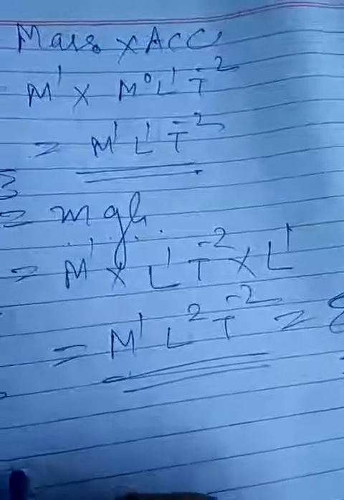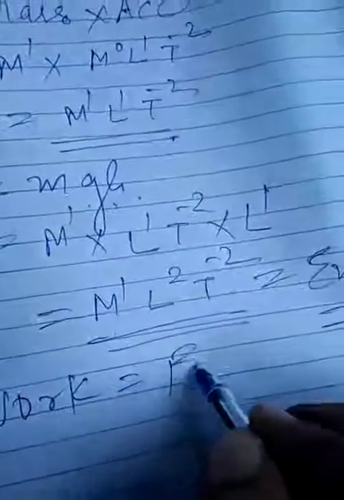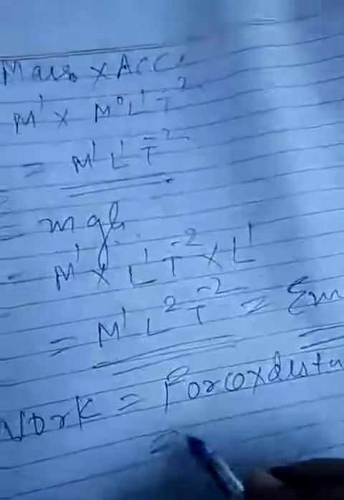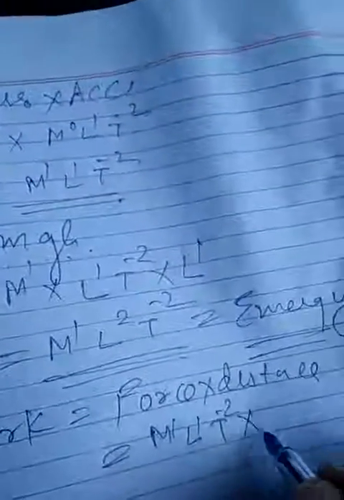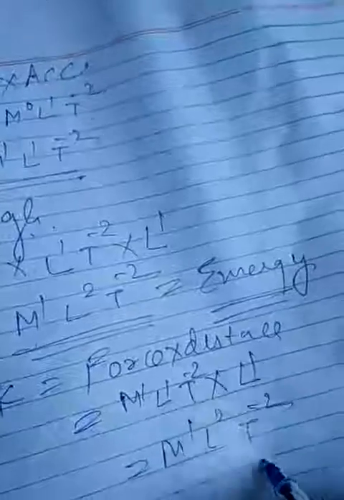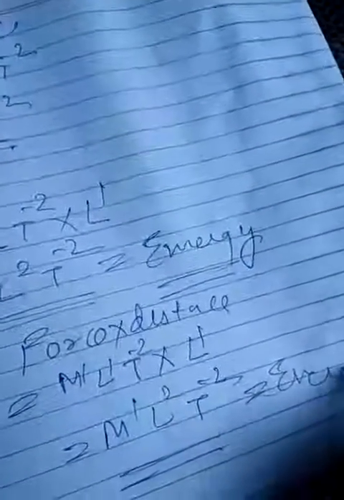Similarly, then we have work. Work is related to force into distance. We have defined force as M1 L1 T minus 2 into L1. So it will be M1 L2 T minus 2. So you will see the work has a dimension same as that of energy, because work is converted in the form of energy, so the dimensions of work are the same as that of energy.